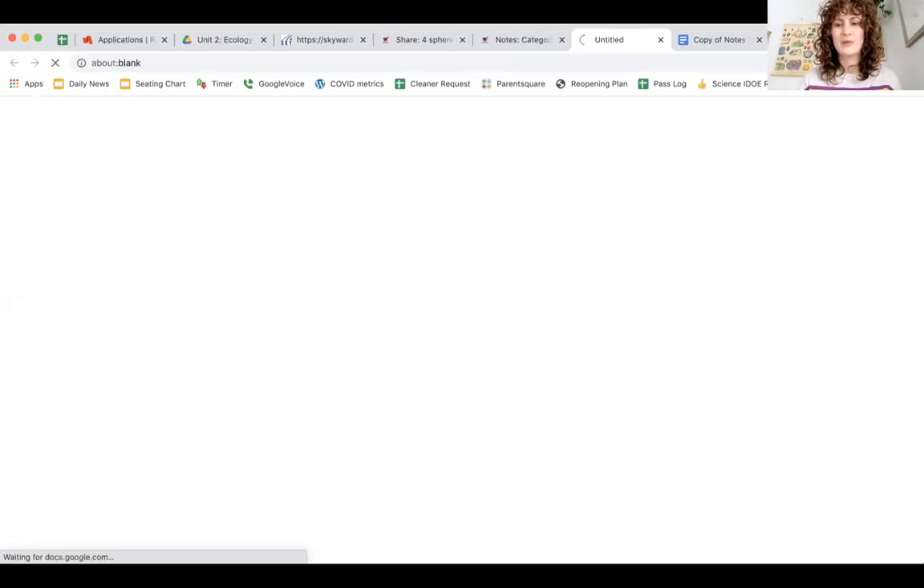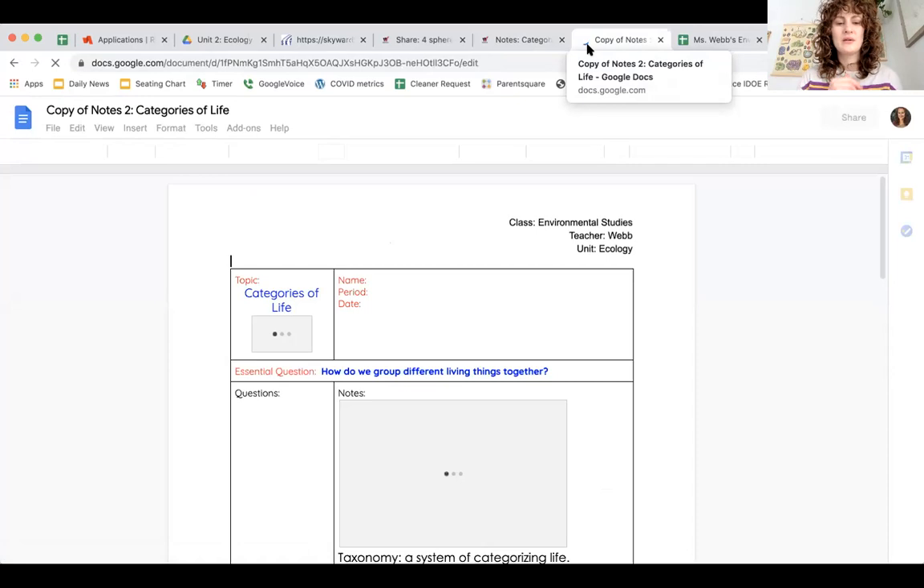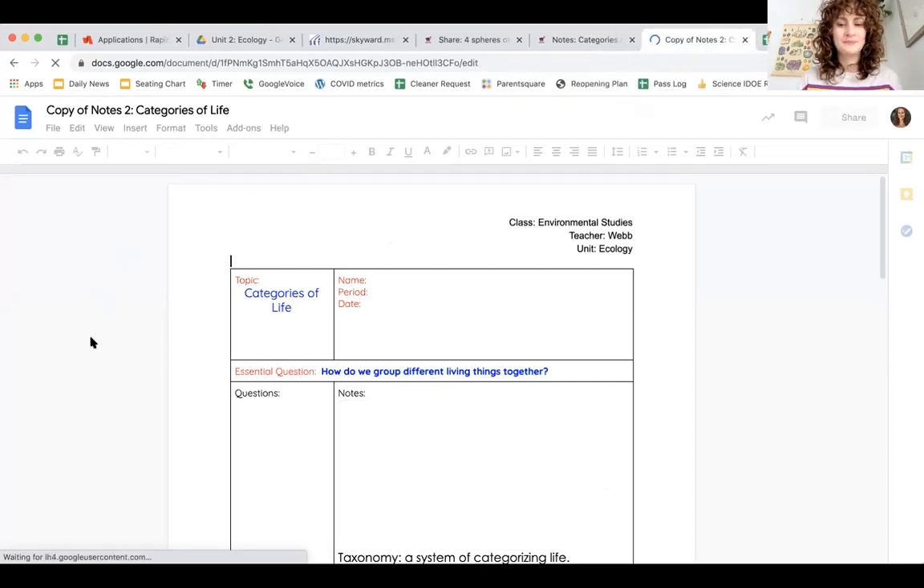So first, let's copy these notes. Notes 2, Categories of Life. Once that opens, of course, put it into your Unit 2 Ecology folder.